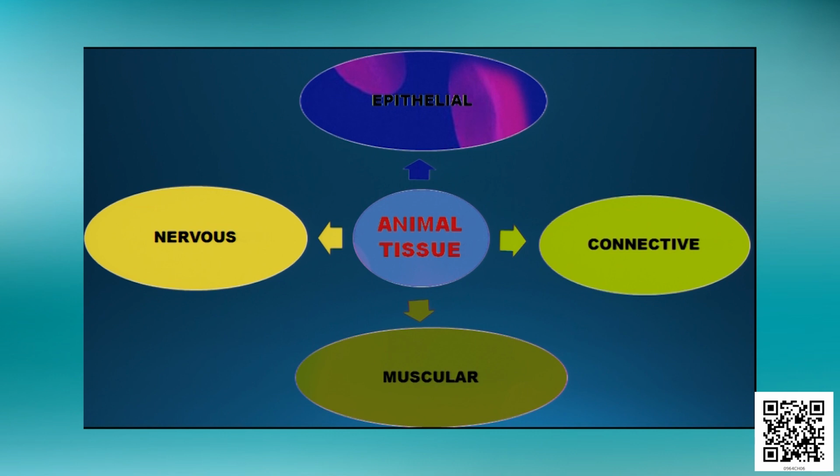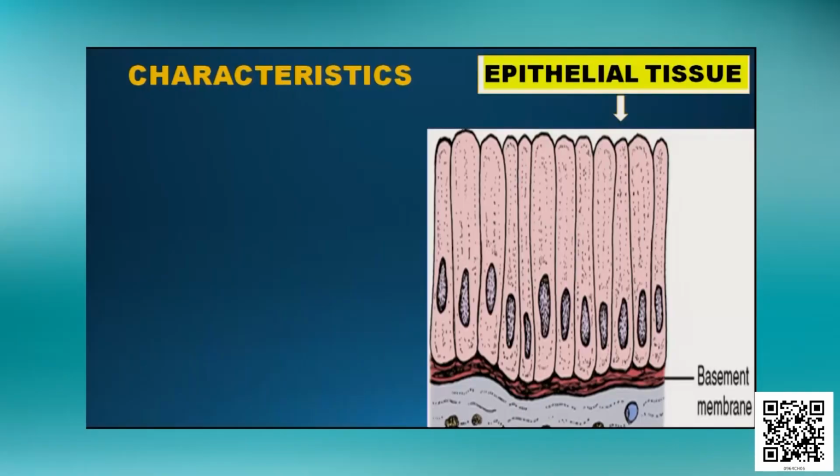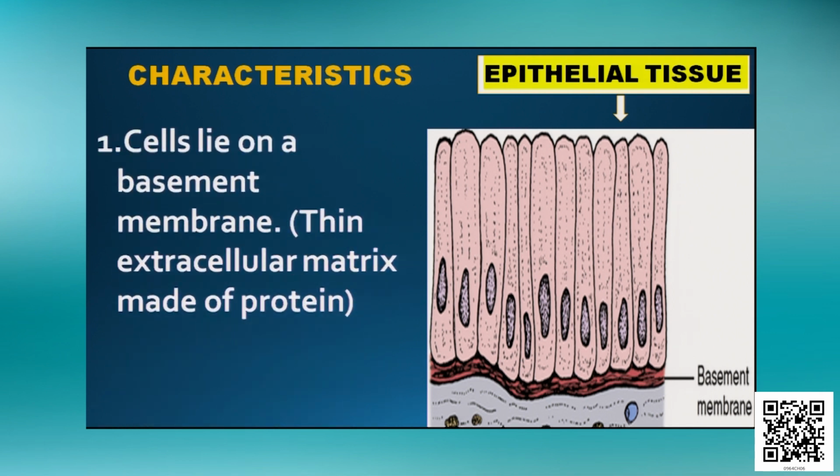So, what have you learnt? Animal tissues are of 4 types: epithelial, connective, muscular and nervous. And we are going to learn about the structure, location and function of each tissue one by one. So, let us start with epithelial tissue. Look at the picture, everyone. Here the epithelial tissue is shown. What do you see? The cells of the epithelial tissue lie on a membrane. The membrane is called the basement membrane.